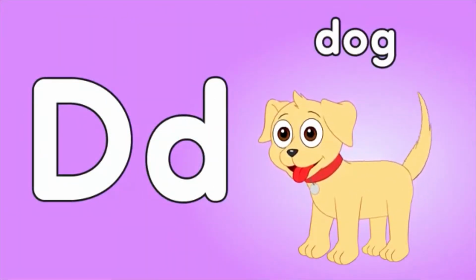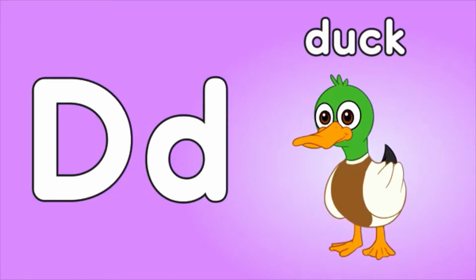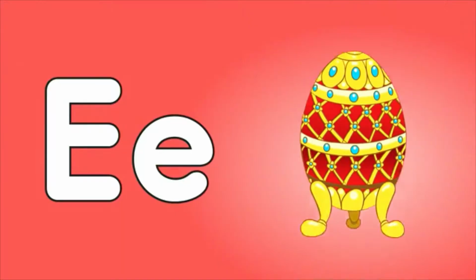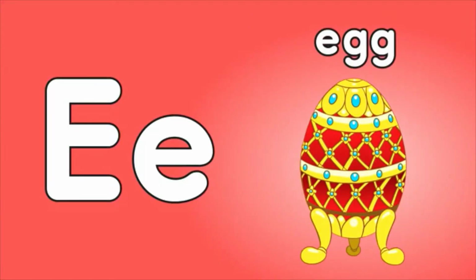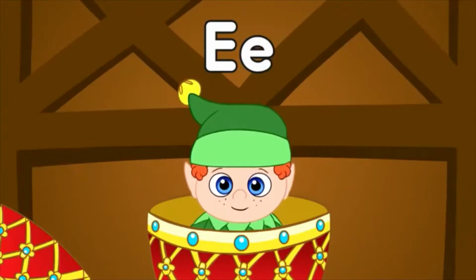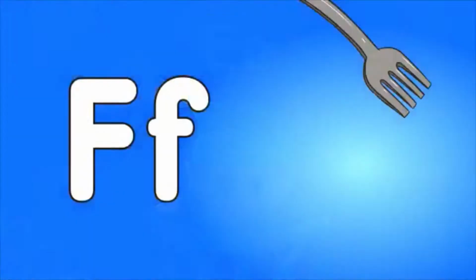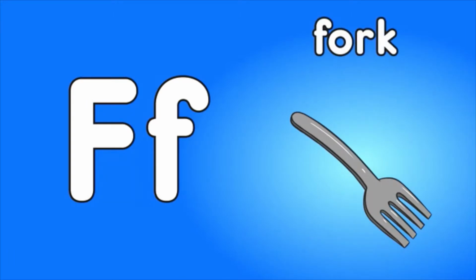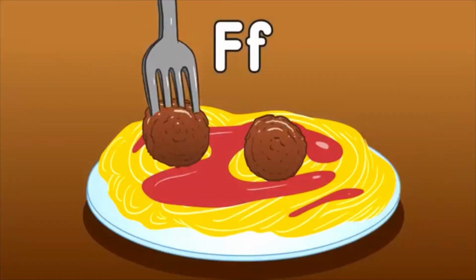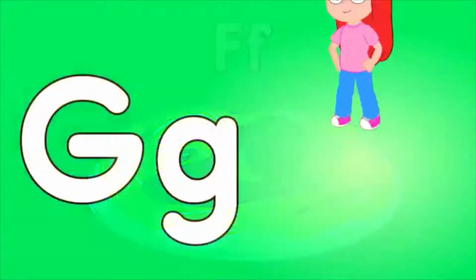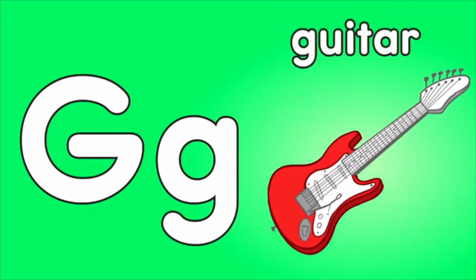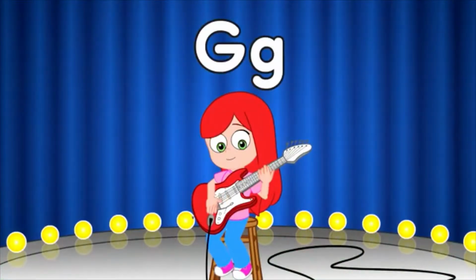Dog, d d dog. D duck, d d duck. D d d. E egg, e e egg. E elf, e e elf. E e e. F fork, f f fork. F food, f f food. F f f. G girl, g g girl. G guitar, g g guitar. G g g.